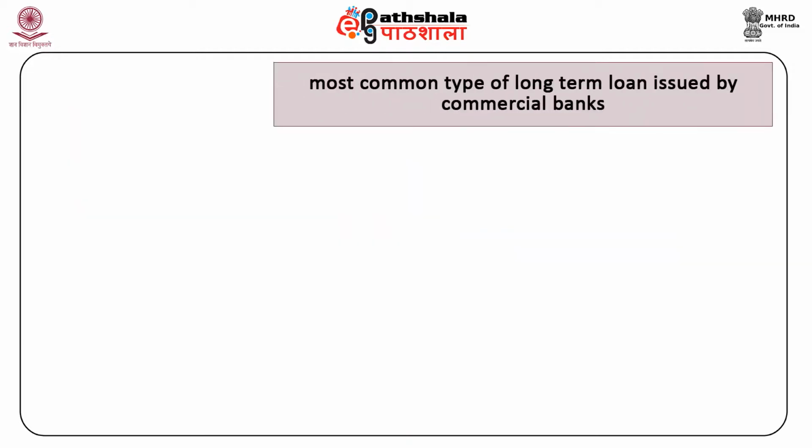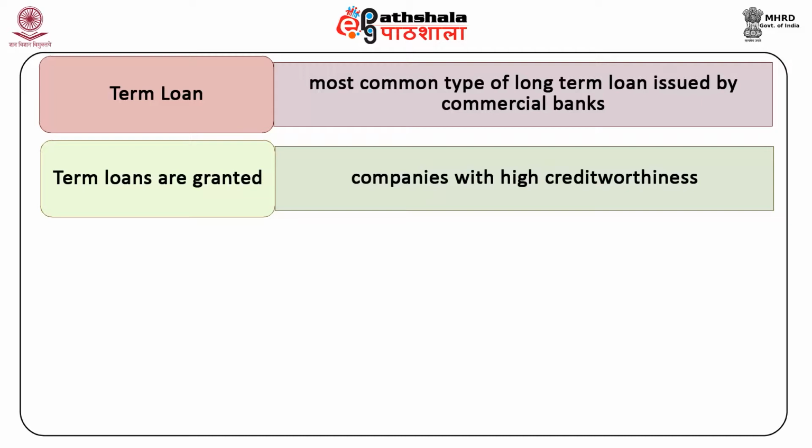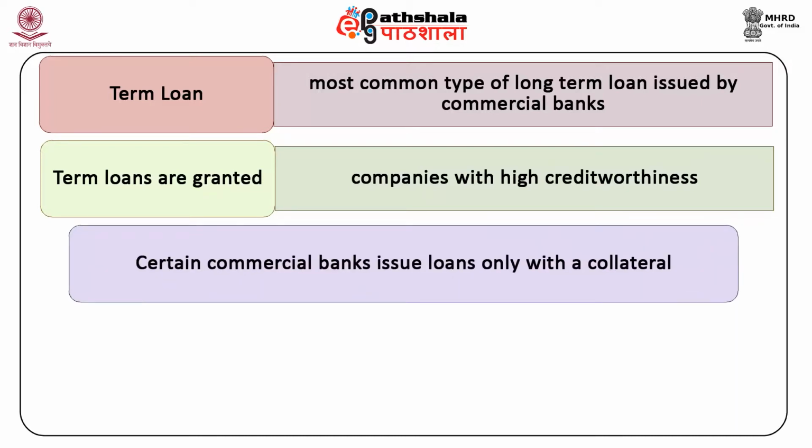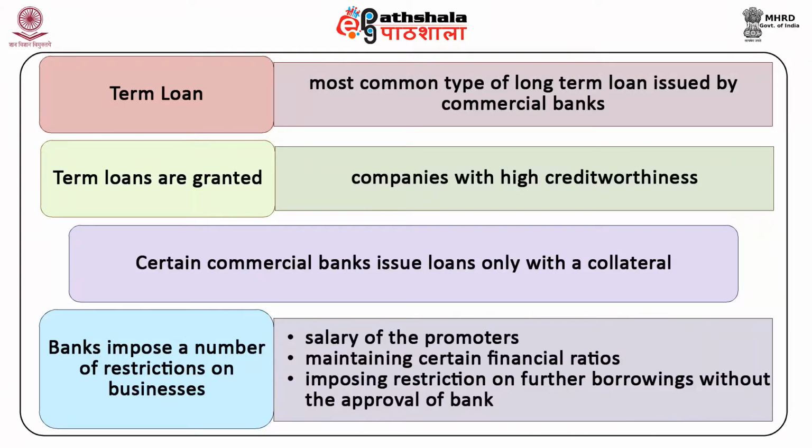The most common type of long-term loan issued by commercial banks is the term loan. Term loans are normally granted to companies with high credit worthiness. Certain commercial banks issue loans only with a collateral. The banks impose a number of restrictions on businesses such as limiting the salary of the promoters, maintaining certain financial ratios, or imposing restrictions on further borrowings without the approval of the bank.